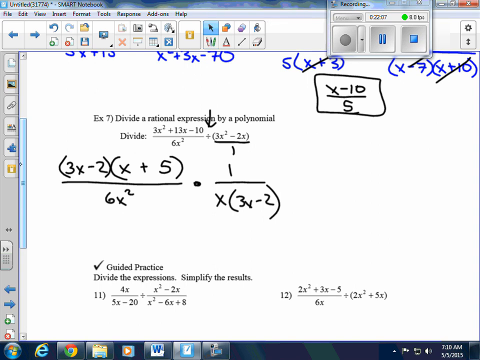And again, we check to see what can we cancel out. And those are the only things in that case, so it's going to be x plus 5 over 6x cubed. So there will be the answer to that one.